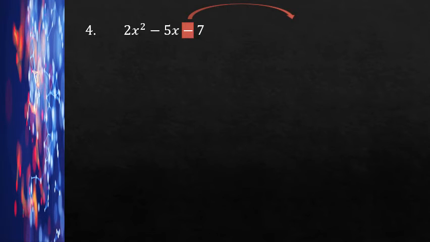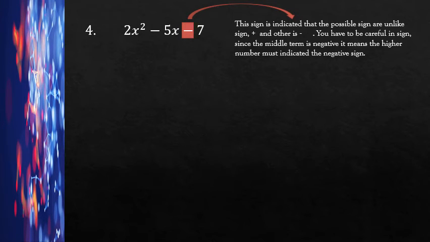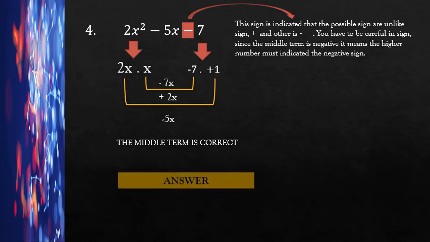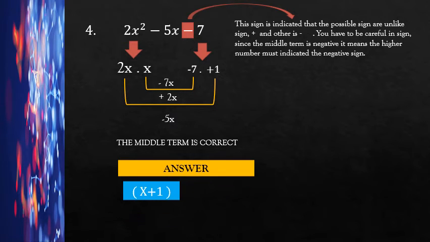Alright. 2x squared minus 5x minus 7. So the last term is negative. So it means you have to be careful with the sign. So this is 2x times x, and negative 7 is negative times 7. So check the middle term, negative 7, and this one is 2x. Alright, to get the answer, we have this one. The middle term is correct. So x plus 1 and 2x minus 7.